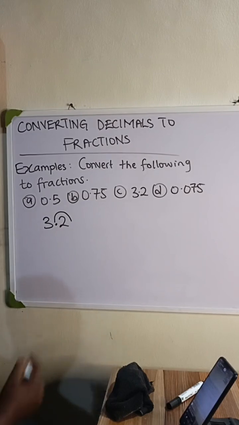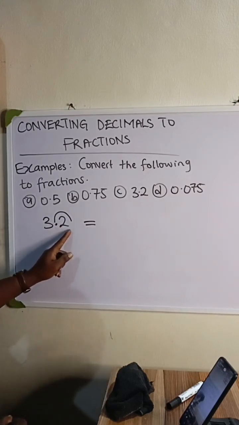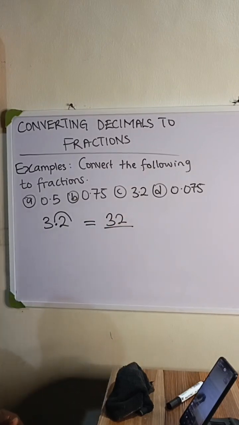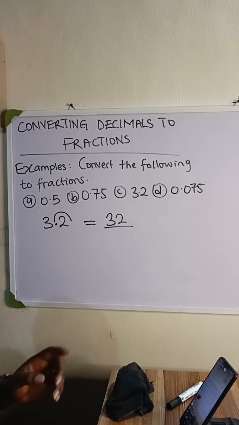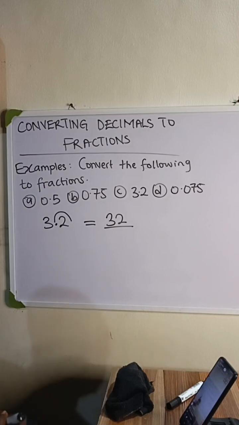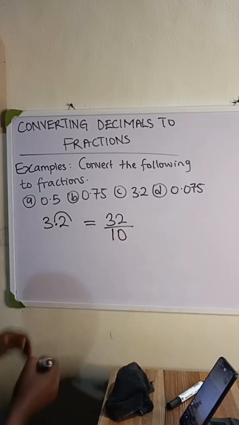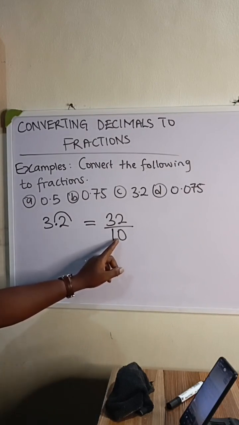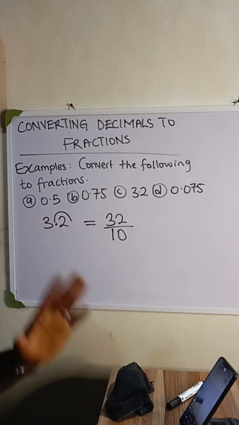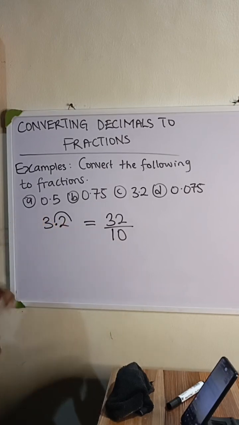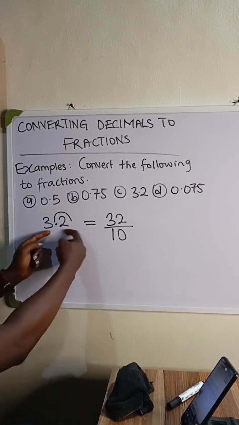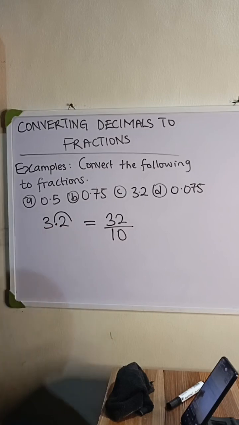So since we moved it once, the whole number here is going to be 32. So how many times did we move it? We moved it once. We only moved the decimal point once. And since we moved it only once, we're going to divide by 10. What you put here depends on how many times you moved the decimal point. Why is it 32? The number here is 3, the number here is 2. So once the decimal point crosses, these two numbers are now together, 32.